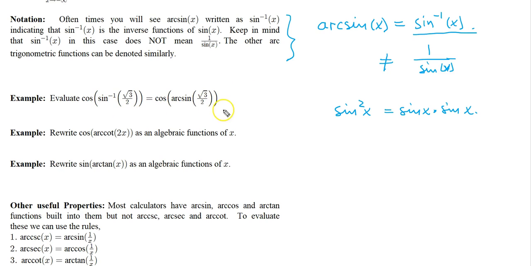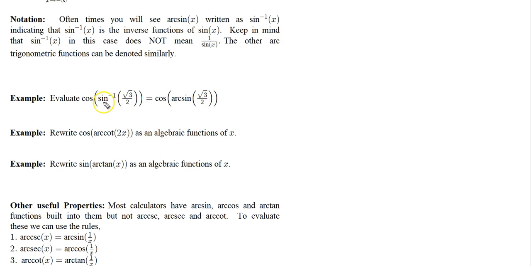Now let's take a look at a few examples down here. So here I use the sine to the -1 notation to indicate the arc sine, just so that you're used to it. We want to evaluate the cosine of the arc sine of √3/2. What we want to do here is think of this quantity as being an angle, say theta, in which the sine of theta should be √3/2. And then we want to evaluate the cosine of theta.